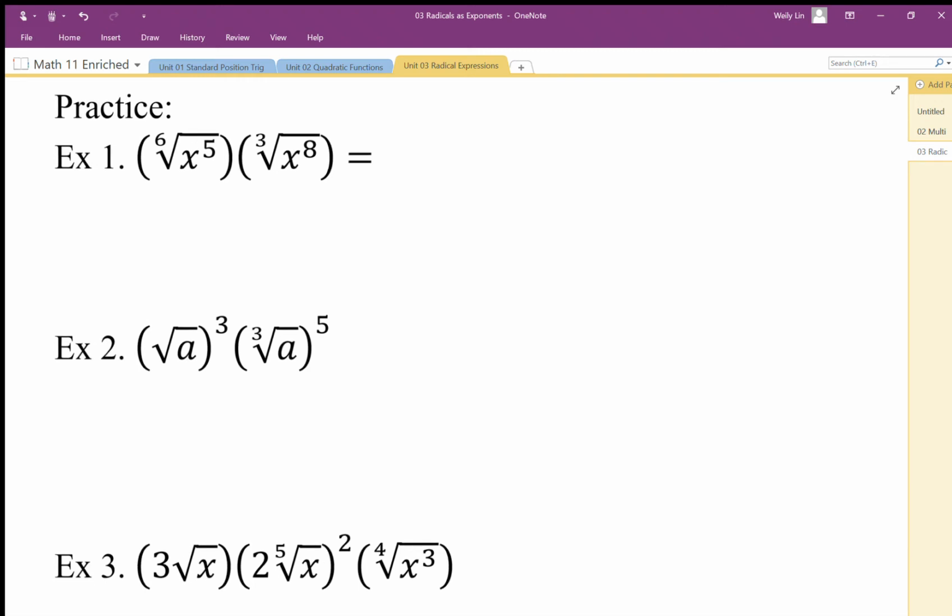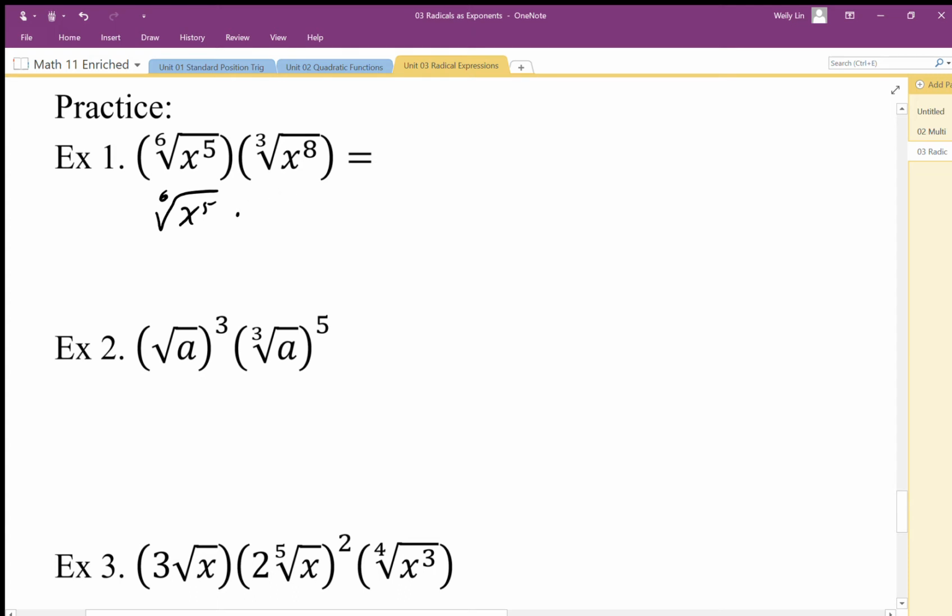So here are a few more practice examples to practice this idea that we were just talking about. We need a common index here to be able to multiply this together. Okay, so one thing we could do is put it into a fractional exponent or rational exponent. We could also get a common index by increasing the power and the root the same amount.